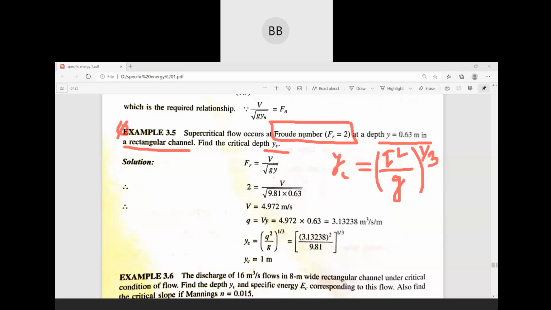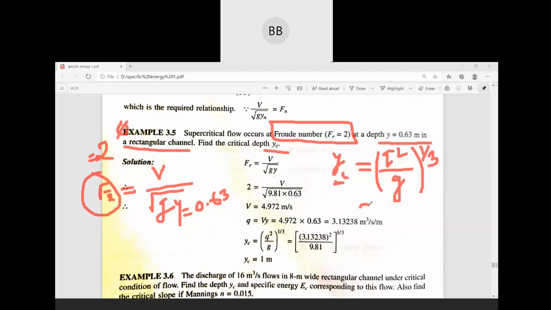So what is given? The Froude number is given, that is 2. Fr is given as V by root over g y, equal to 2. Depth of flow is also given, that is 0.6. And we need to find out the yc value, that is your critical depth. Here in yc we have small q. Small q is nothing but discharge divided by width of the channel.